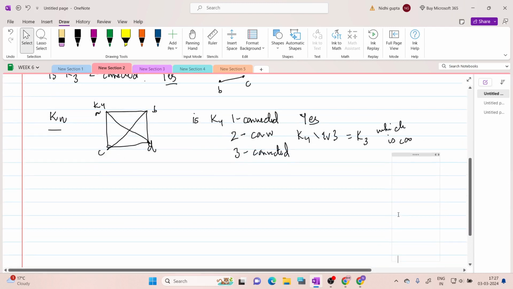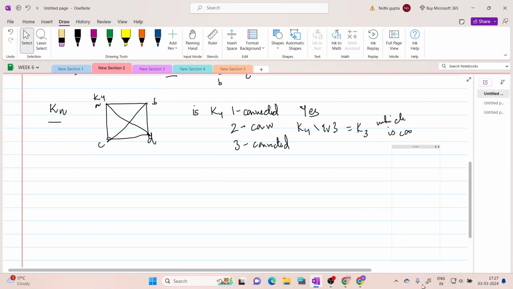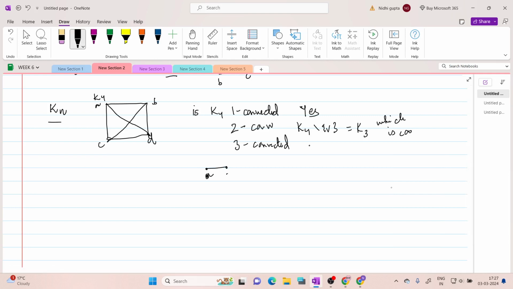Yes, ma'am. Why is K4 3 connected? If you remove two vertices, the graph is still connected, ma'am. Yes, if we remove two vertices, then we are left with K2. So it is 2 connected, and we know that the vertex connectivity should be less than or equal to 3, and it is 3 connected. So the vertex connectivity of K4 is 3.